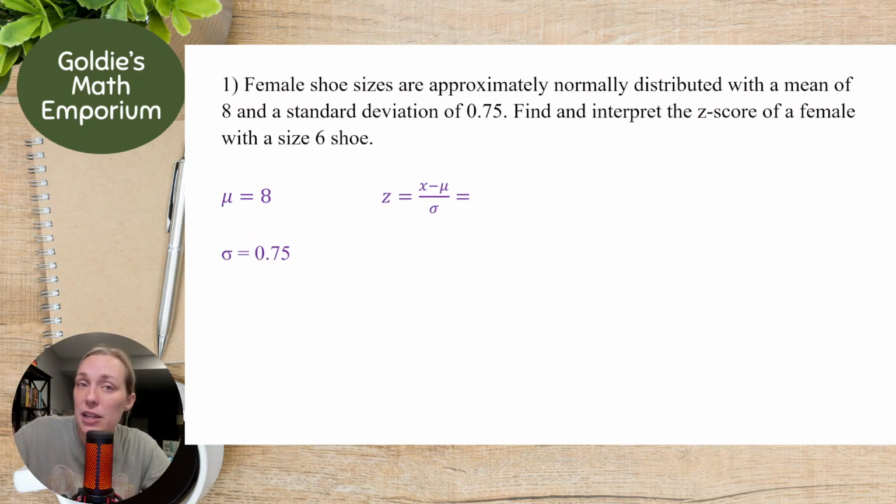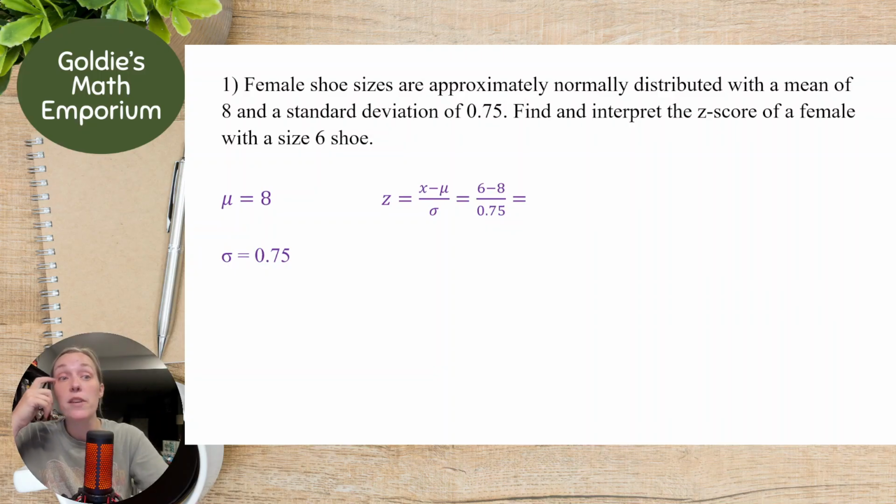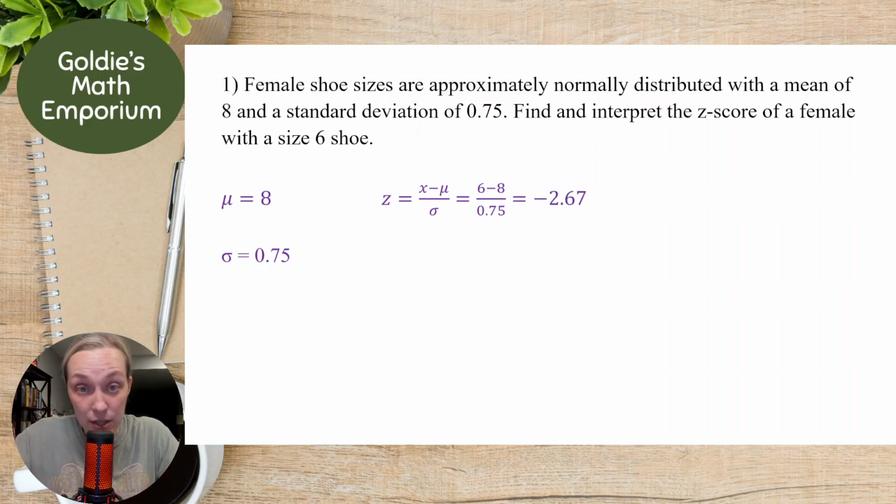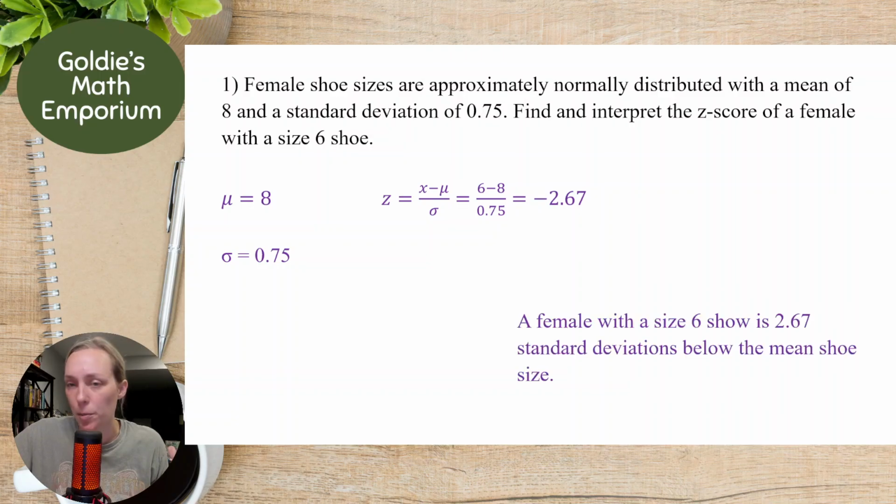It is actually given on your formula sheet for AP Statistics. So we're going to take our observation of a size 6 shoe, subtract the mean, divide by the standard deviation. So we get negative 2.67 as our z-score. Okay. Now we got to interpret that because it's not enough to just find it. We got to be able to use it or interpret it.